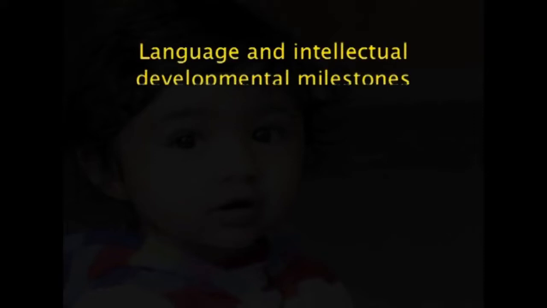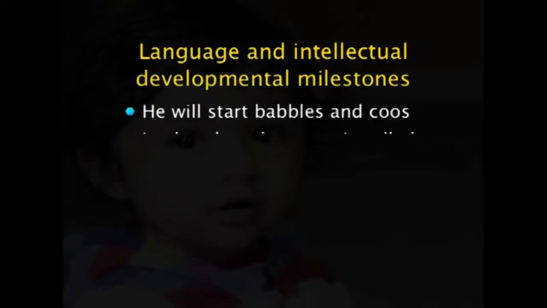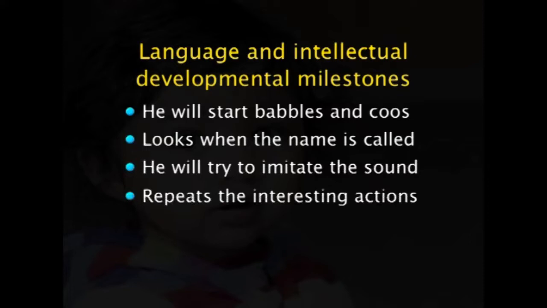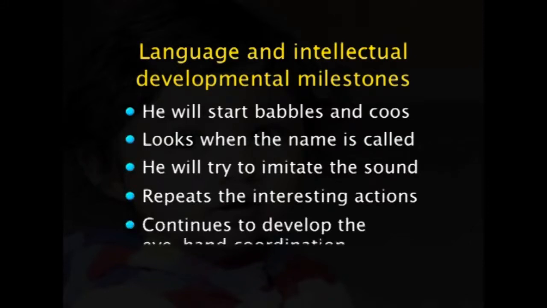He passes toys from one hand to the other hand. The language and intellectual developmental milestones for this age group are that he will start to babble and coo, looks when the name is called, will try to imitate sounds, repeats interesting actions and continues to develop eye-hand coordination.